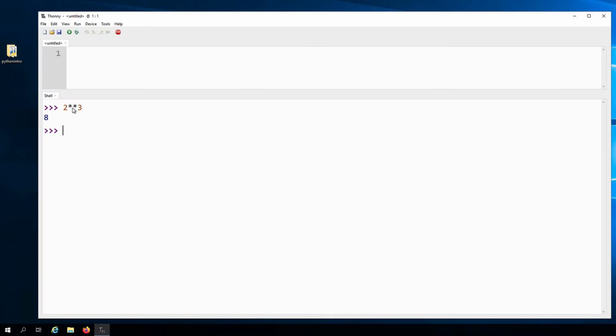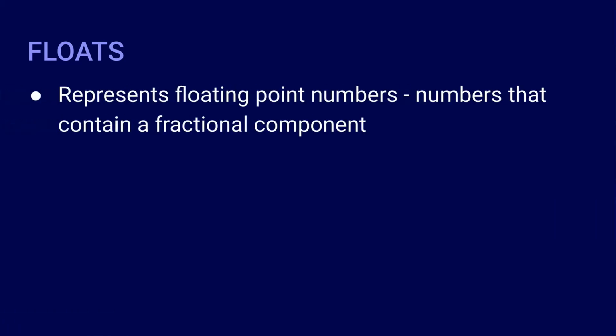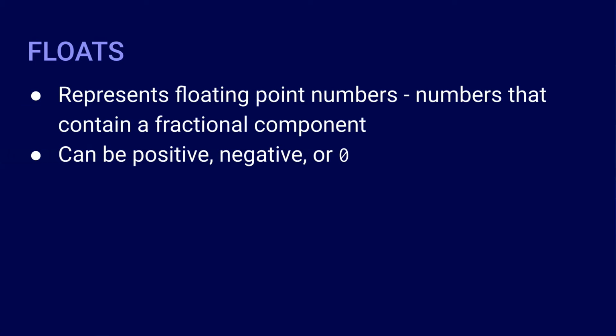In future lessons, we will try out more of these arithmetic expressions. For now, let's move on to the float data type. The float data type represents floating point numbers, which are numbers that contain a fractional component. Just like integers, floats can be positive, negative, or zero. But unlike integers, floating point numbers will contain one decimal point and will have an arbitrary number of digits before and after the decimal point.